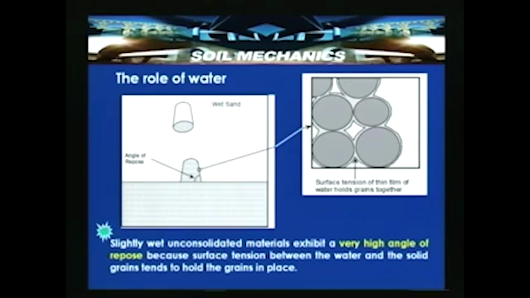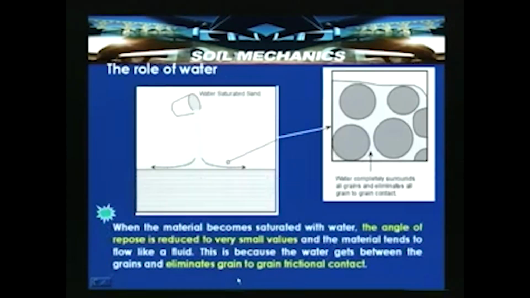That means if you wet the sandy soil completely, then these films are lost, and the soil starts flowing again. So slightly wet unconsolidated materials exhibit a very high angle of repose because of the surface tension between the water and the solid grains, which tends to hold the grains in place.